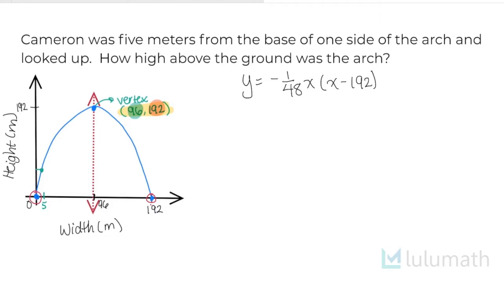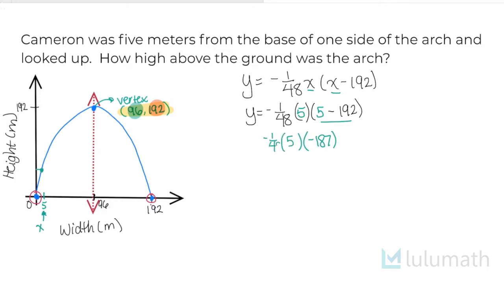And since this is our x value, we're going to plug in 5 for x. And when we evaluate 5 minus 192, we get negative 187. Multiply that by 5, multiply that by negative 1 over 48. So this is technically over 1 over 1. So when I multiply this through here, I would get negative 1 times 5 times negative 187, which is 935. And then in the denominator, it's 48 over 1 over 1. So my answer here would be 935 over 48.